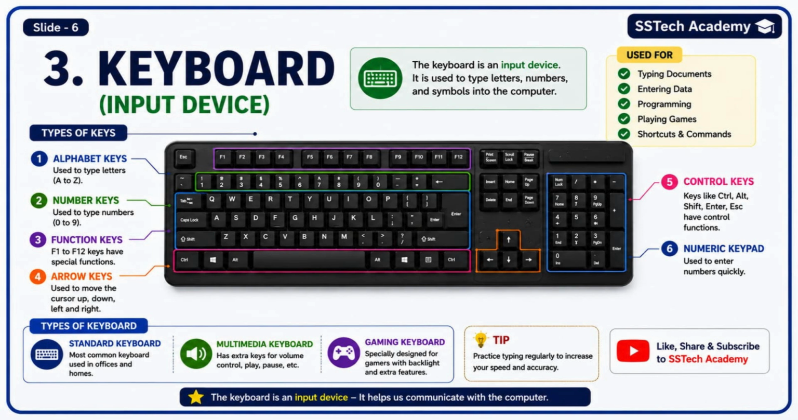Function keys, such as F1 to F12, perform special functions. Arrow keys help us move the cursor. There are also control keys, such as Control, Alt, Shift, Enter, and Escape. And the numeric keypad helps us enter numbers quickly. Some common types of keyboards include standard, multimedia, and gaming keyboards. Regular typing practice can help improve both speed and accuracy.